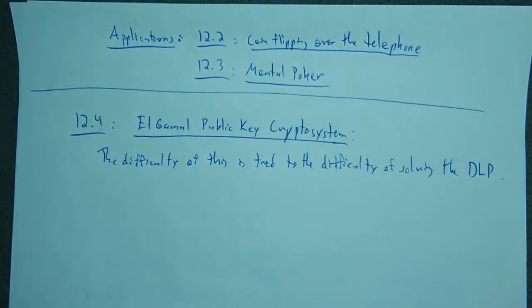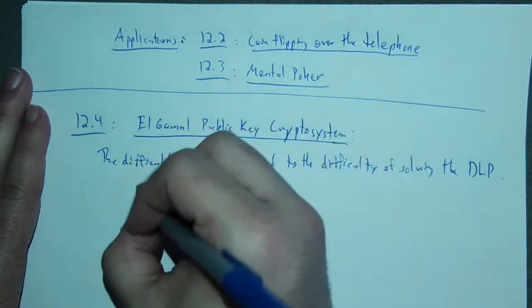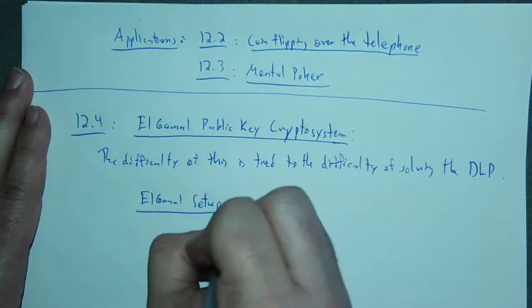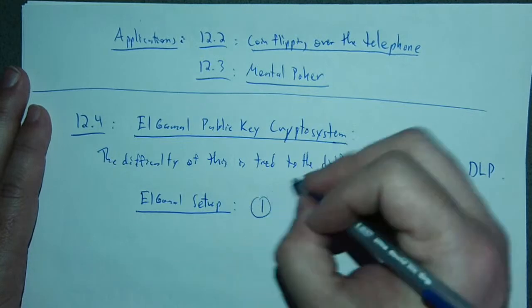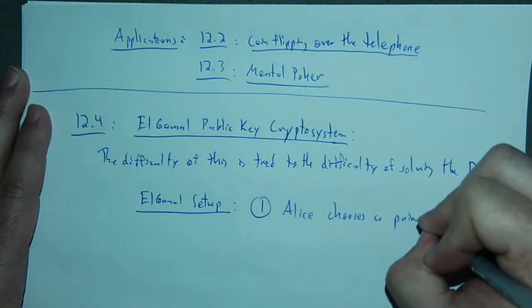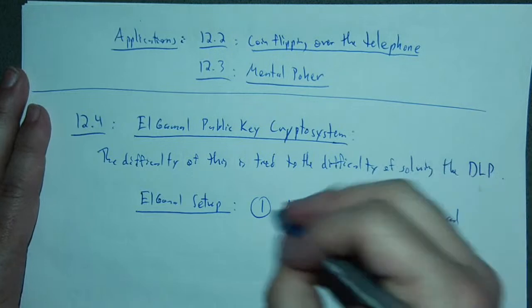So again, assume that we are in a situation where the method of communication I would prefer is one where I can have my key be public, and I don't need to rely on having a key that no one knows. As I've mentioned before, there are various reasons why you might want that. So what is the setup here? The ElGamal setup is: Alice chooses a prime P and a primitive root G mod P.